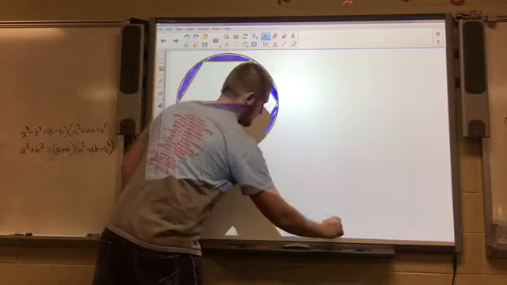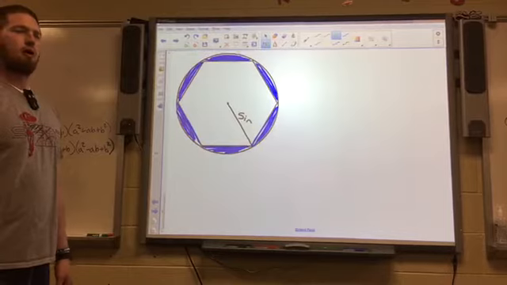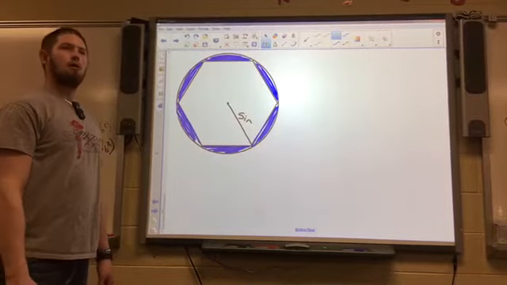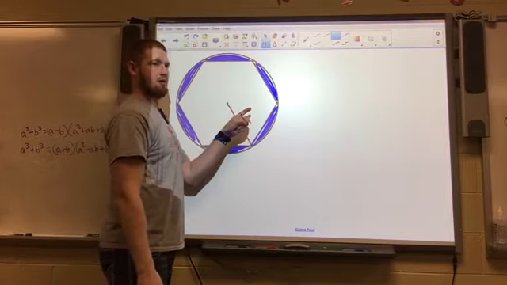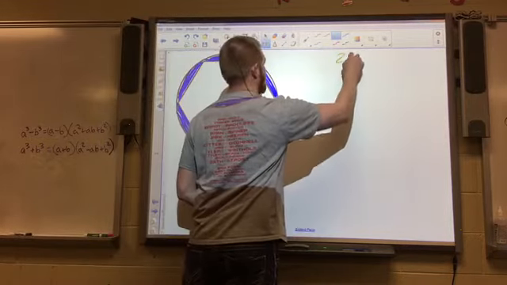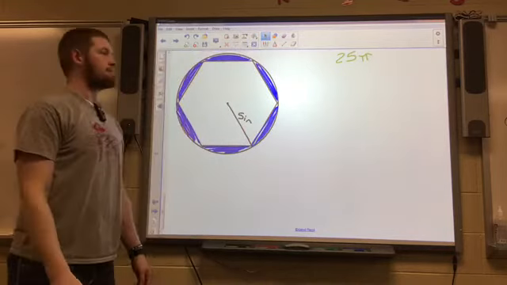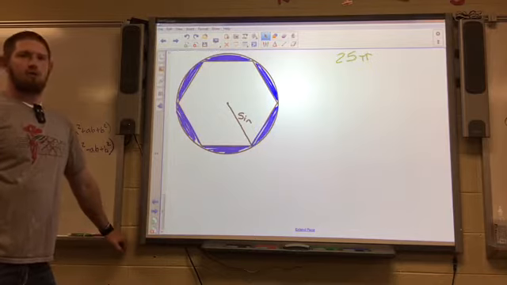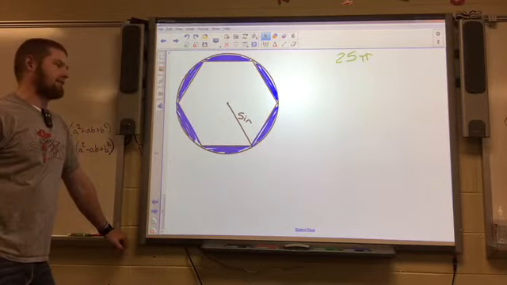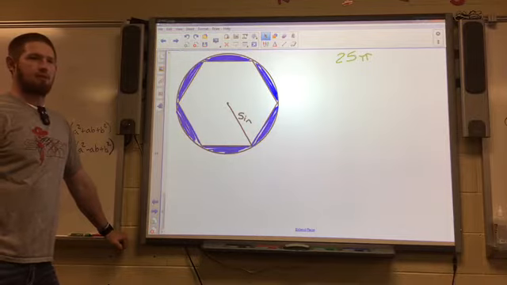Okay, so let's find the area of the circle first, because that should be the easy one. Area of a circle is what? Pi r squared. So it's pi 5 squared, which gives me 25 pi. Okay. Now comes a little bit more challenging part, which is actually why I gave you that extra worksheet yesterday to make sure we knew how to do this. That's where it's not going away yet. I got to find the area of the hexagon.